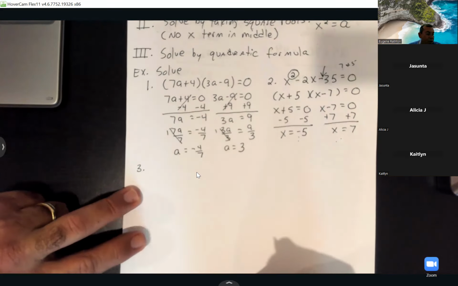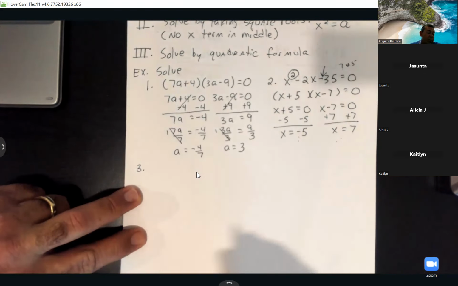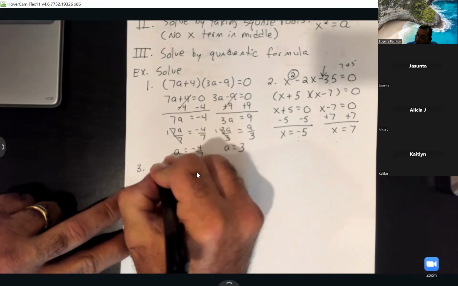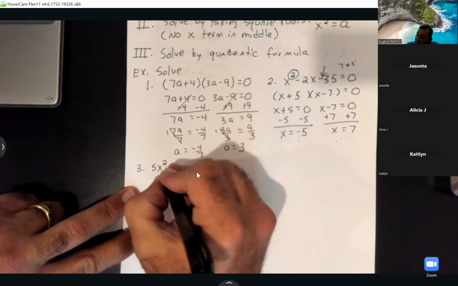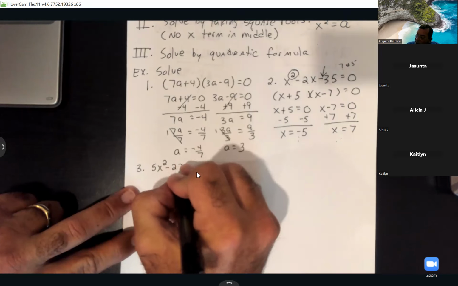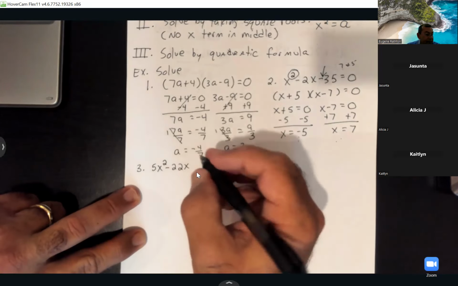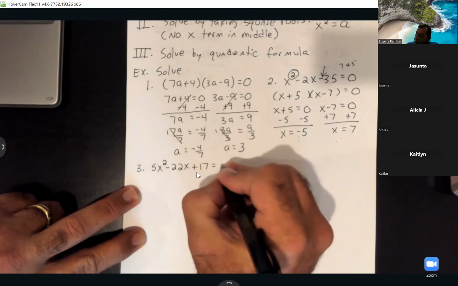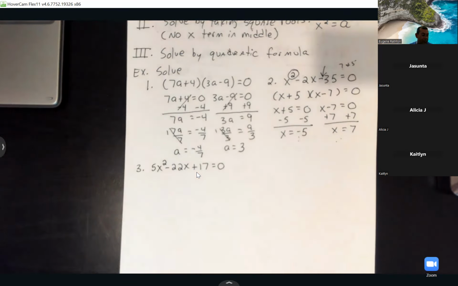All right, now this third one's a little trickier because it's going to have a number in the front. I got a 5x squared minus 22x plus 17 equal to 0.